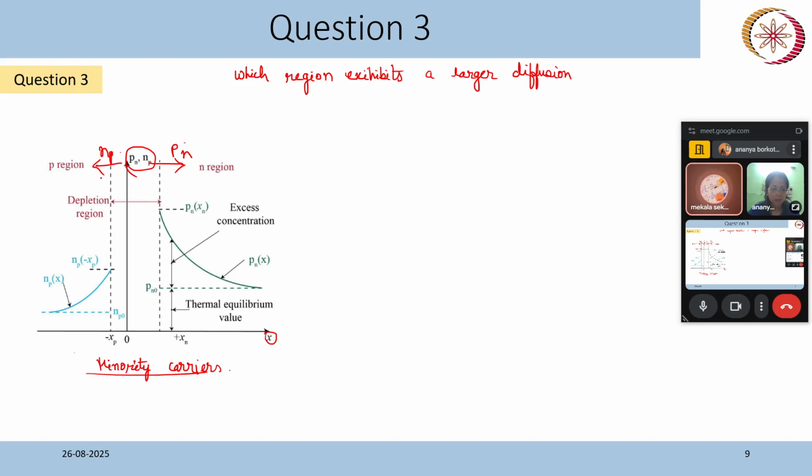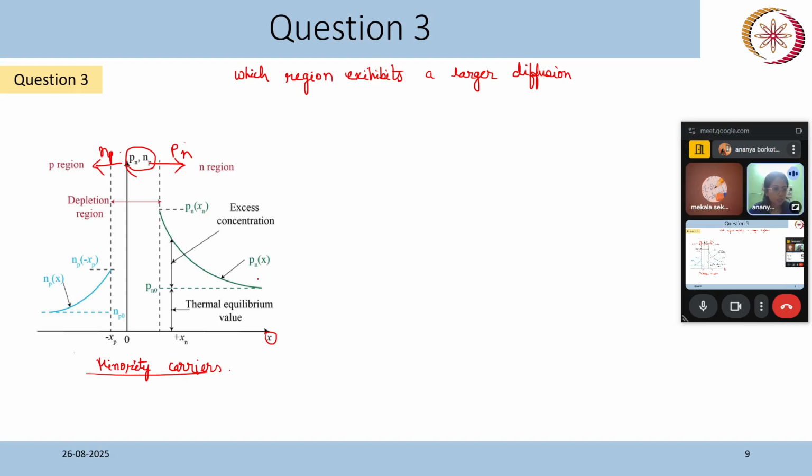How do I relate it with the length of the depletion region or whatever axis is given over here? You understand my question? The slope for this particular graph is n naught p naught by x, right? I mean, pn by delta x. You are saying this slope, yes, this slope.